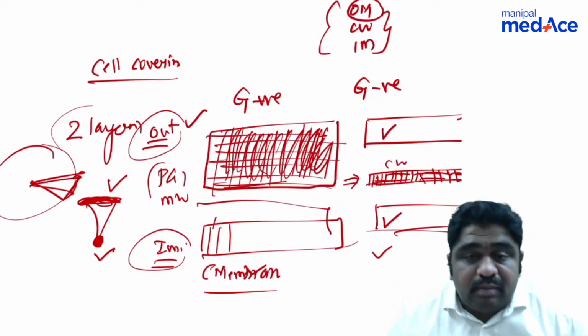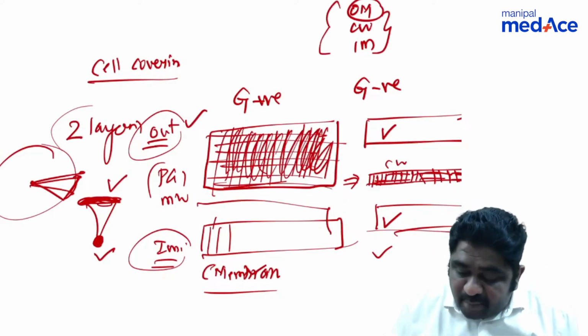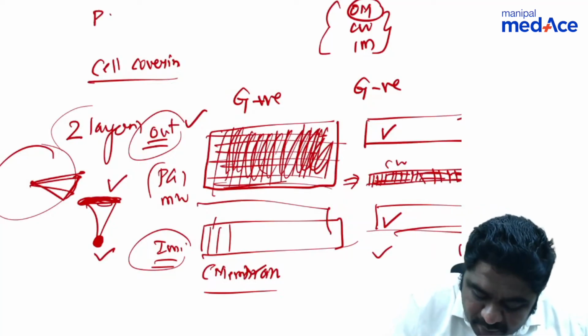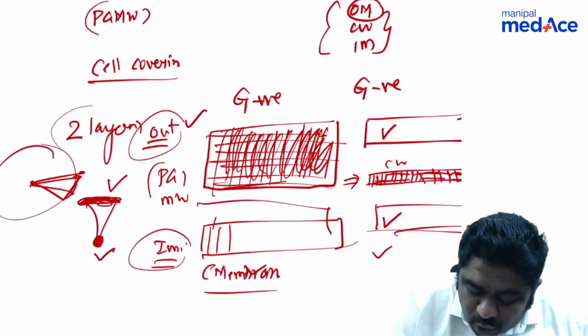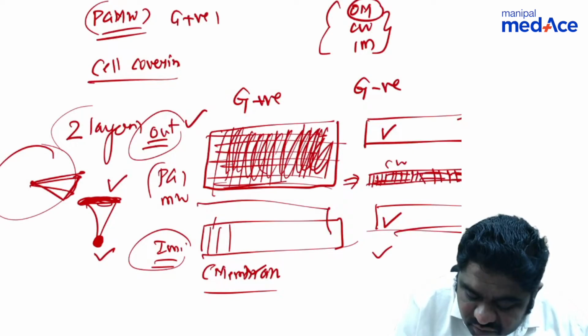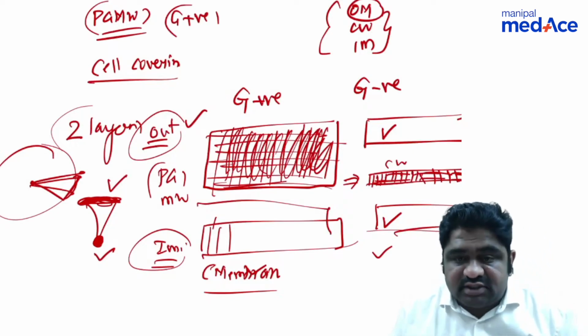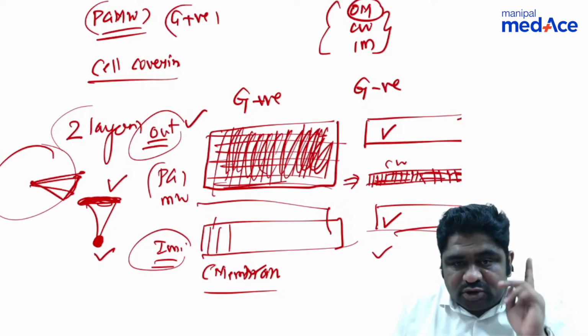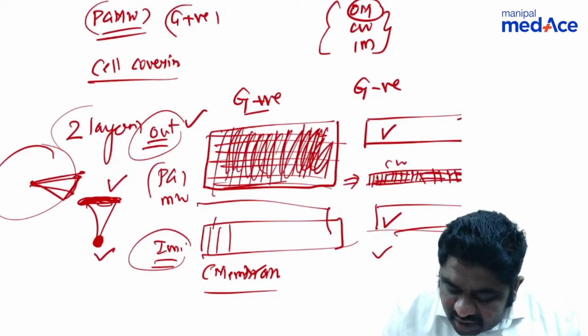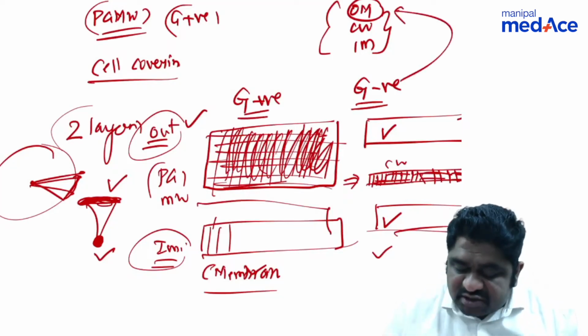Now, this outer membrane is the outermost layer of a gram-negative organism, while the peptidoglycan meshwork is the outermost layer of a gram-positive organism. For a gram-positive organism, peptidoglycan meshwork is the outermost layer. In case of a gram-negative organism, the outer membrane is the outermost layer.